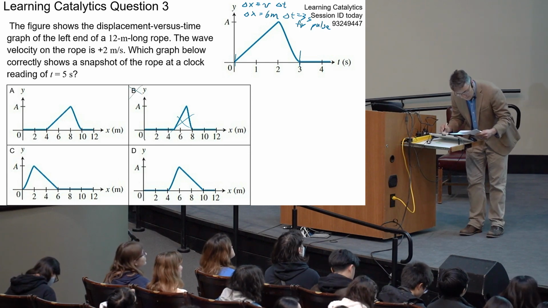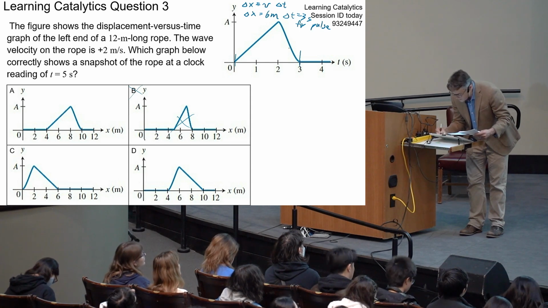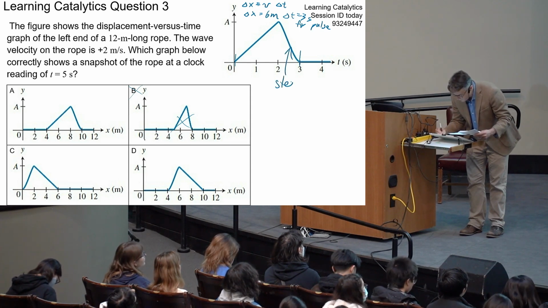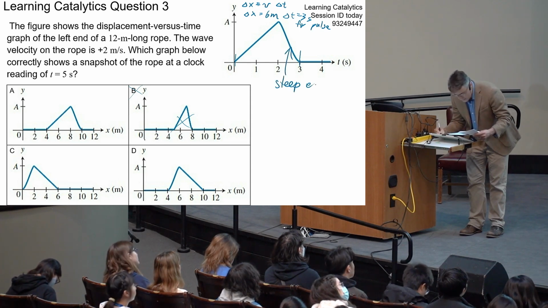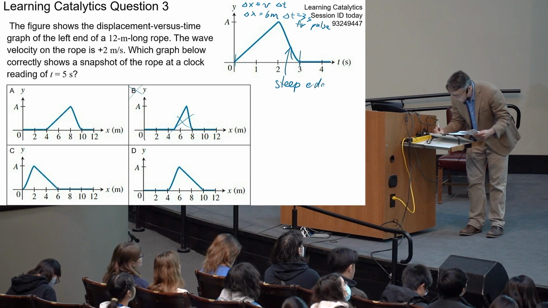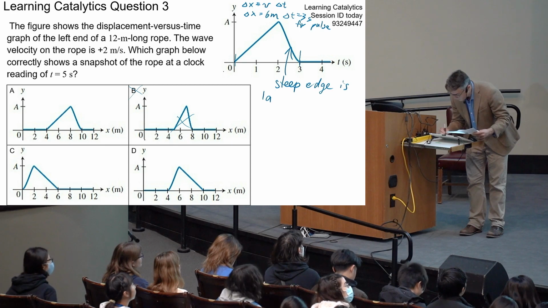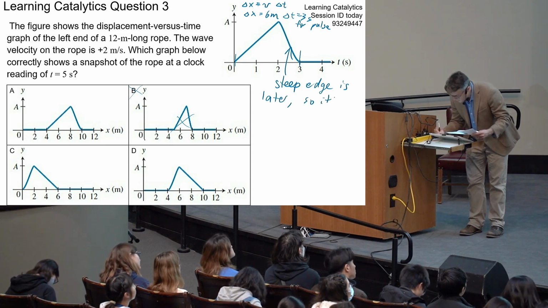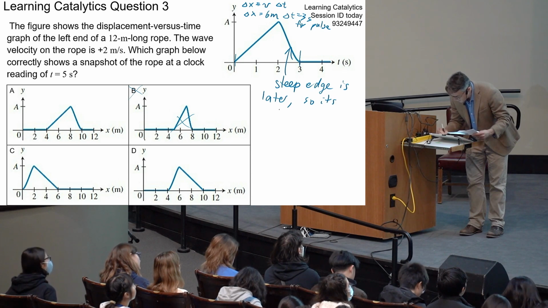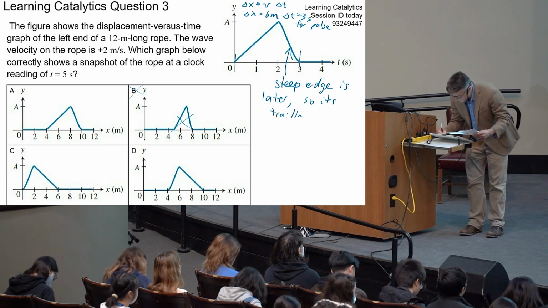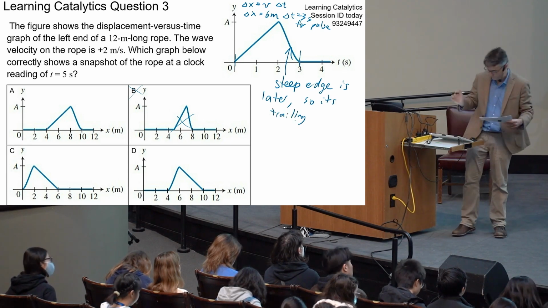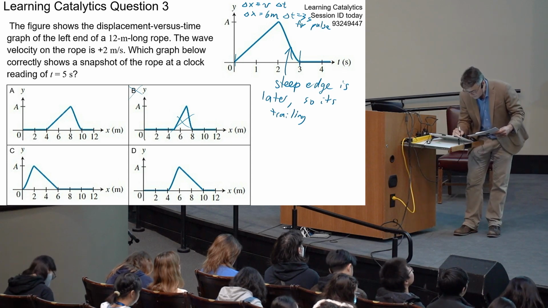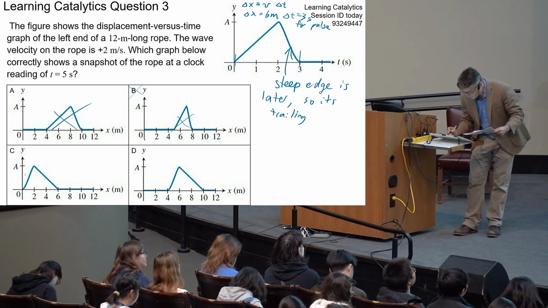That's one thing. This steep edge, by the way, is later. It's at t equals between 2 and 3. So what that means is it is trailing, right? It's going to be at the end of the wave. So I think that rules out A. It's got to be C or D.